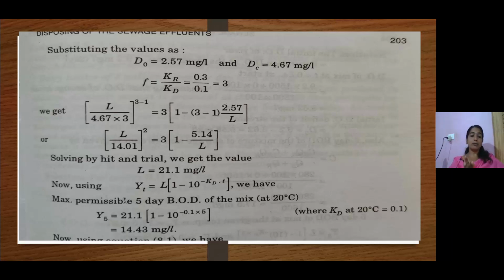Then you have to calculate the YT. YT is the BOD concentration at 5 day at 20 degree centigrade. The equation is YT is equal to L into 1 minus 10 raised to minus KD into T, where T is the time duration, that is 5 day. And KD is already given in the question itself. Then substitute the values and calculate the BOD at 5 day, 20 degree centigrade.